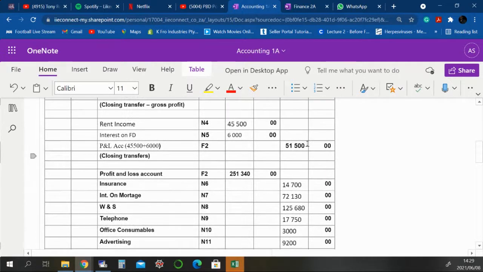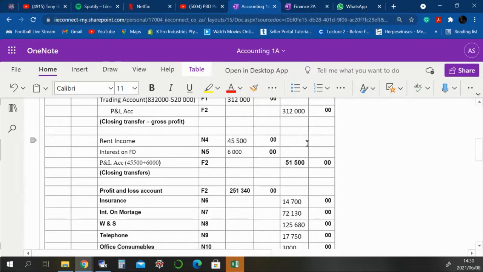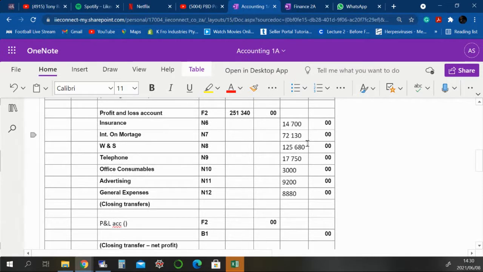But remember, we still have this gross profit, that's 312. If we quickly do the math in our head, that's probably 360-something thousand minus the 200. So obviously we made a profit. We know that the profit and loss increases on the credit side, decreases on the debit side. So we're going to debit our profit and loss account to close it off to the capital account.